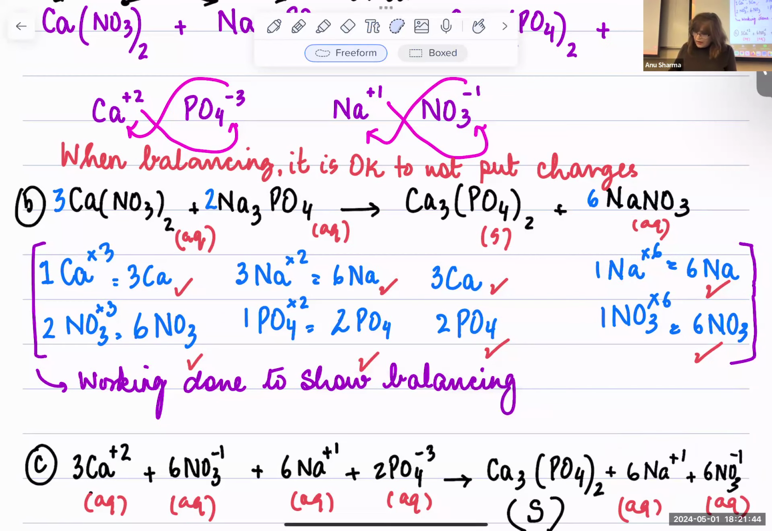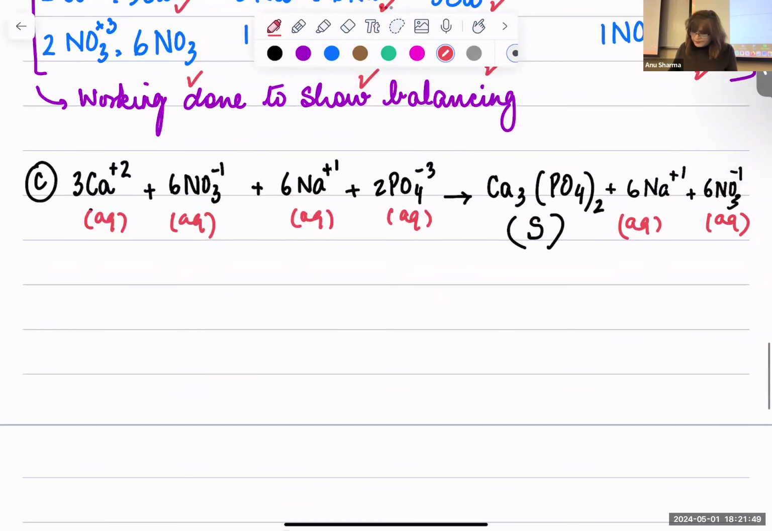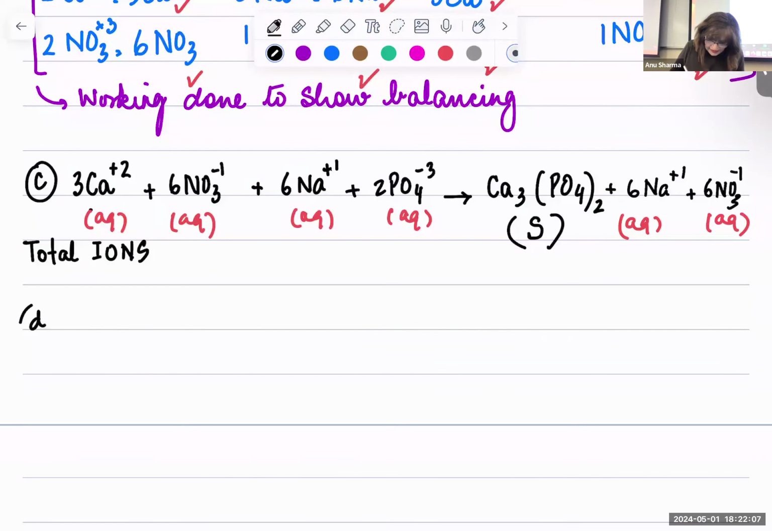All right. Now you have this scenario. Yeah, the last one: this was the total ionic. In the total ionic, you will write down all the ions. And then the net ionic. So what is the net ionic? The net ionic is the ones that are showing the change of state.